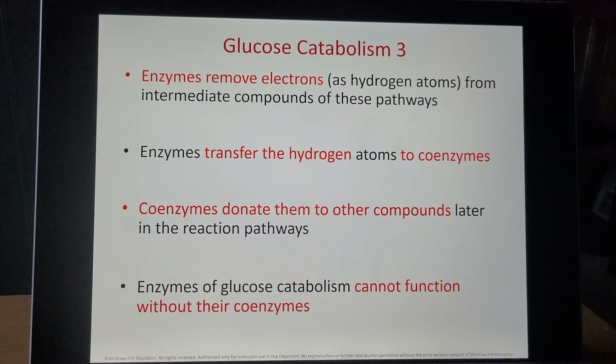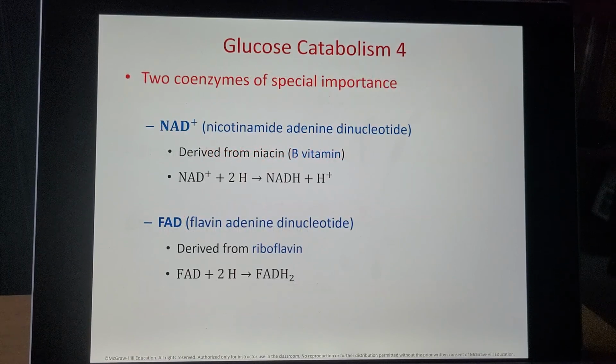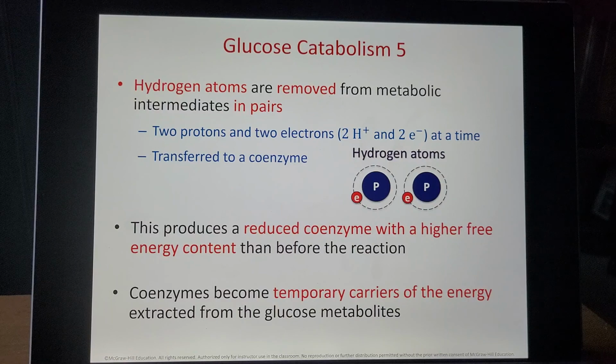During this process, enzymes remove electrons in the form of hydrogen atoms and transfer them to coenzymes, and they keep passing them along a chain of other enzymes in order to set up the production of ATP. There are 2 different coenzymes that help with this, NAD+ and FAD. I'm just showing you because you're going to see them again.